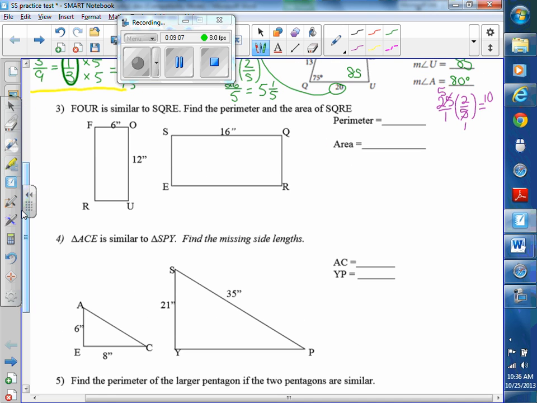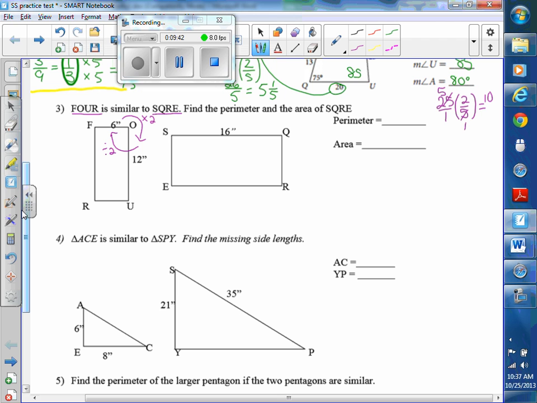It tells you this is similar to the square. Find the perimeter and the area of the square. So I just used corresponding ratios on the last problem. I want you guys to also remember that you could use adjacent ratios. And that's a really easy thing here. To get from the short side to the long side, I just have to double, right? So to get from the long side to the short side, I would just have to divide by 2.